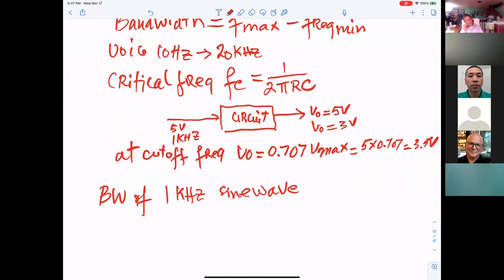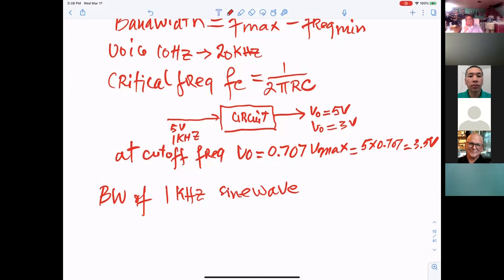A single frequency? Bandwidth means the maximum frequency minus the minimum frequency. That's what we're talking about. Like your voice, the minimum is 10 hertz and the maximum is 20 kilohertz, that's how you find the bandwidth. Now I'm asking you, what is the bandwidth for 1 kilohertz sideways? Zero. Yeah, you get it.